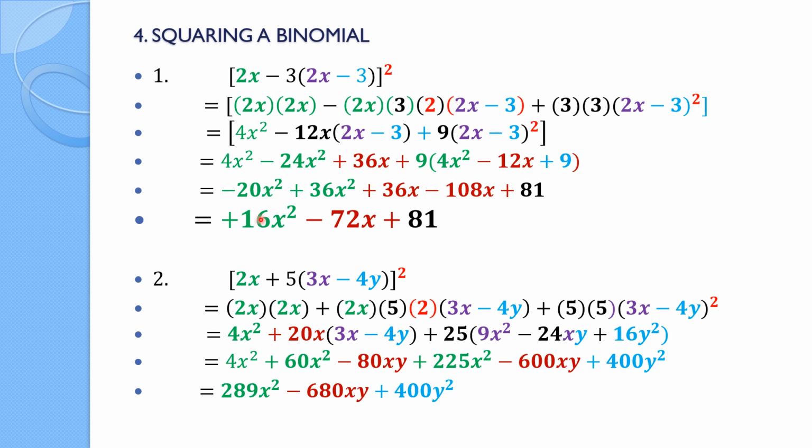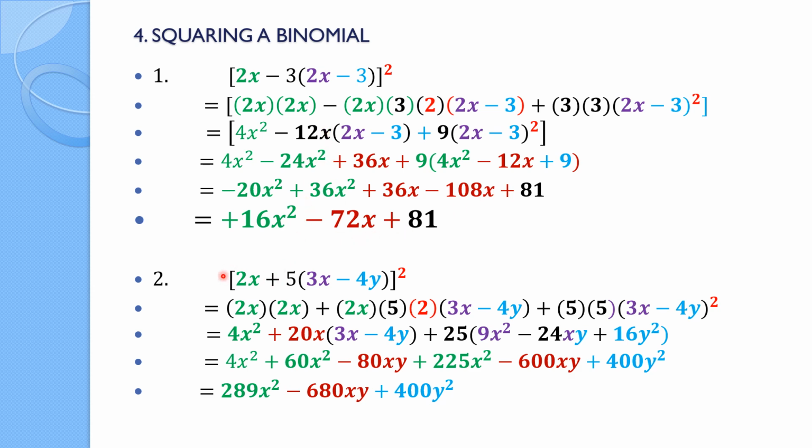36 minus 20 gives me 16x squared. Negative 108 plus 36x would give me minus 72x. And that is 81. I assume you know those are called like terms. Color coded it so you can see x squared, and there x and x. Right? But let's do a second one just in case you didn't follow what I've done there.